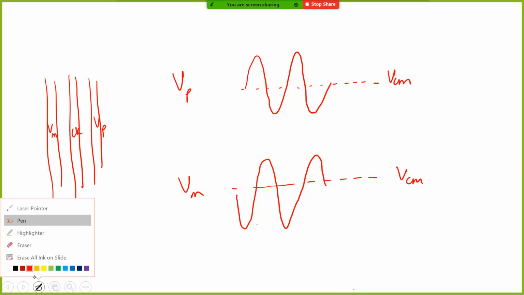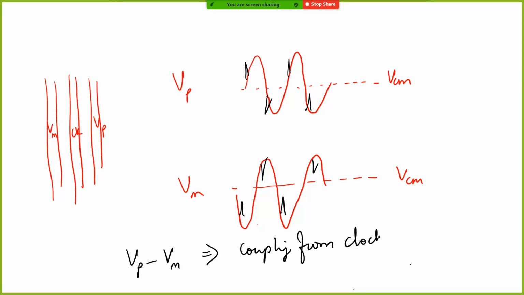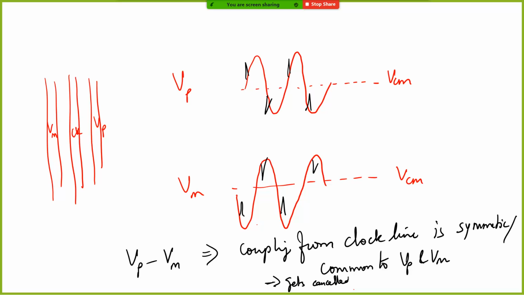Anyway, now what happens is this clock aggression, let's say it's happening here. It happens in the same way. So the aggression becomes a common mode signal. Now what happens is when you do Vp minus Vm, the aggression or the coupling from the clock line is symmetric, or in other words, it's common to Vp and Vm, and therefore gets cancelled. So in fact, this is the one which kind of saves the day for many of the circuits which are basically in use, including the circuits which are inside your laptops and your cell phones and so on.